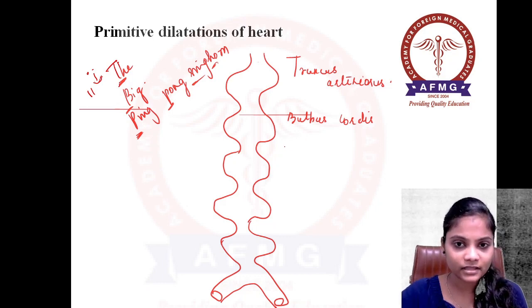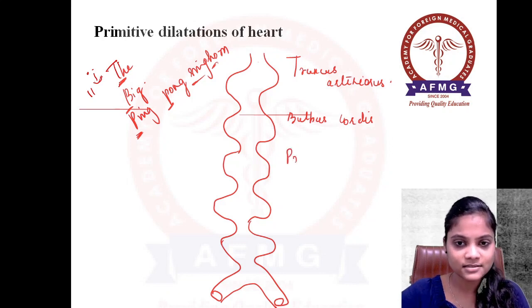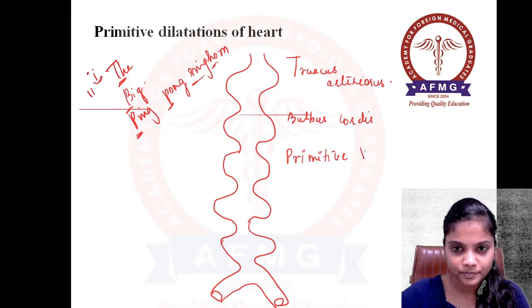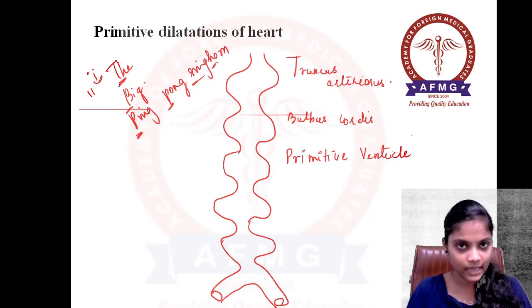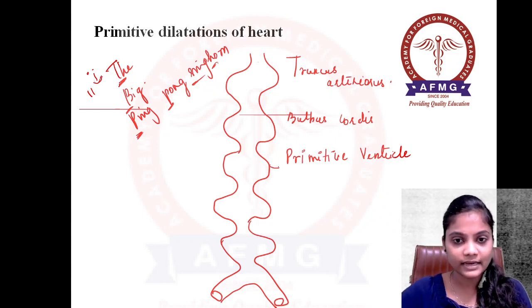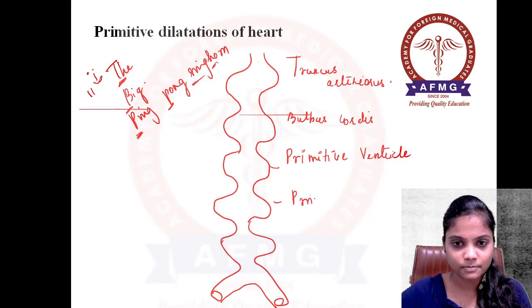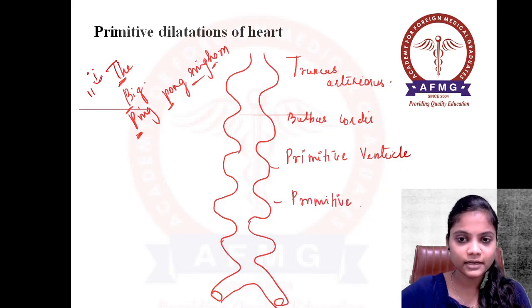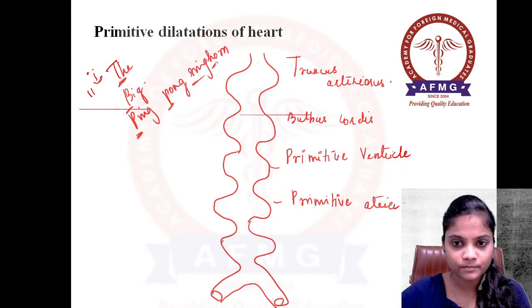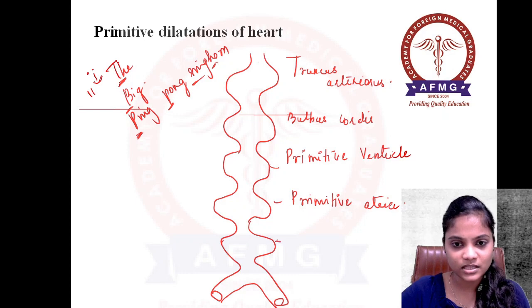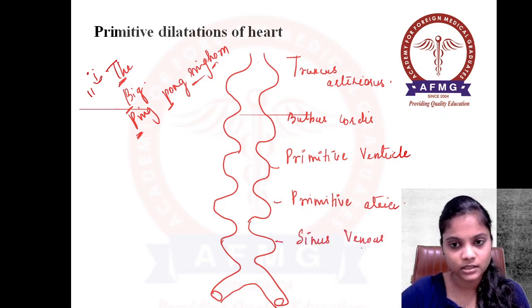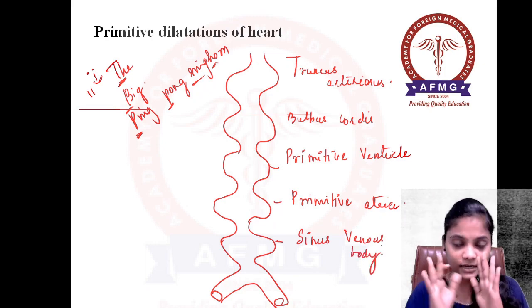Then the third dilatation is P, the primitive ventricle. After the primitive ventricle dilatation you will have the primitive atria dilatation. Again a P, right? Ping pong, we have primitive atria. Then what is next? S. Remember, sinus venosus. These are the 5 dilatations you are going to remember.